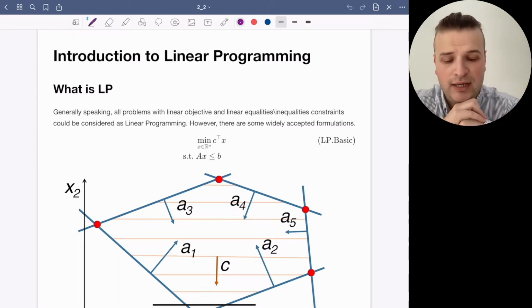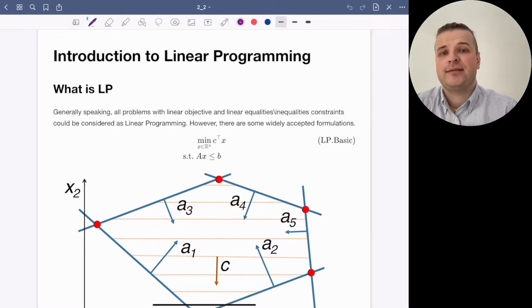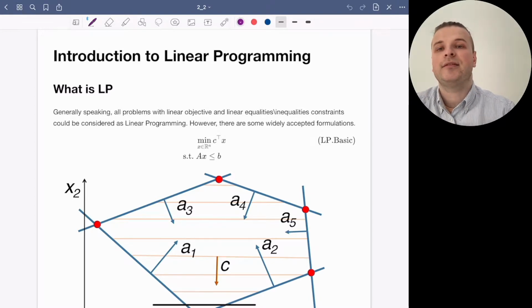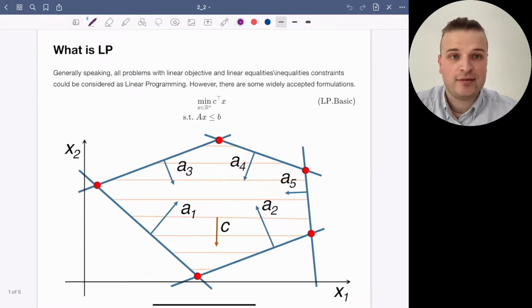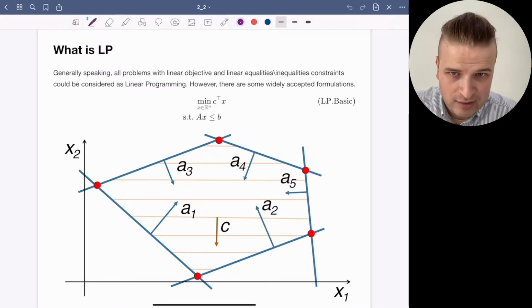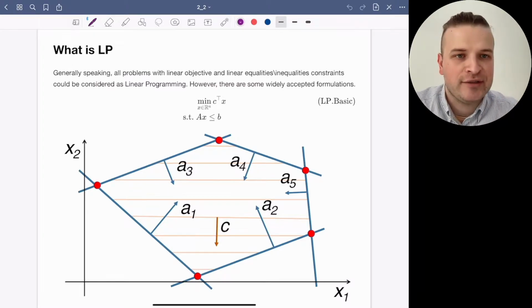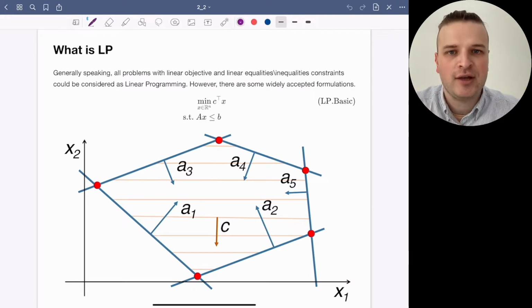Hello, my dear friends, and today we get to linear programming, and our goal for today is to consider the basic formulation, the core concepts of linear programming, and to consider several very interesting and widely used applications of this field of applied math. And we'll start with the general formulation, and generally speaking, all problems with a linear objective function and constraints in the form of equalities or inequalities with linear functions are considered linear programming.